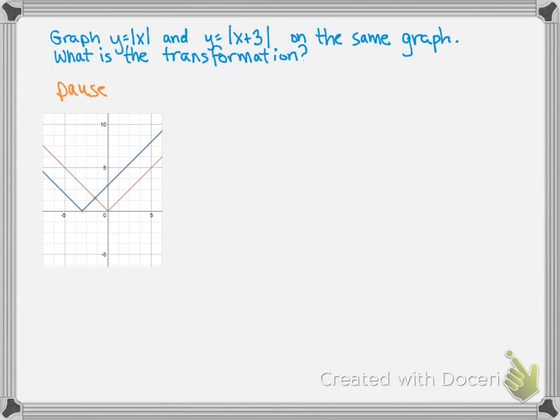Okay, again, the parent function y equals the absolute value of x is shown here in red. y equals the absolute value of x plus 3 is shown in blue. And the transformation is that y equals the absolute value of x is translated 3 units left.